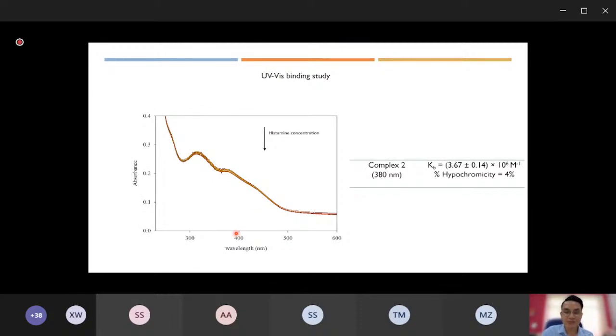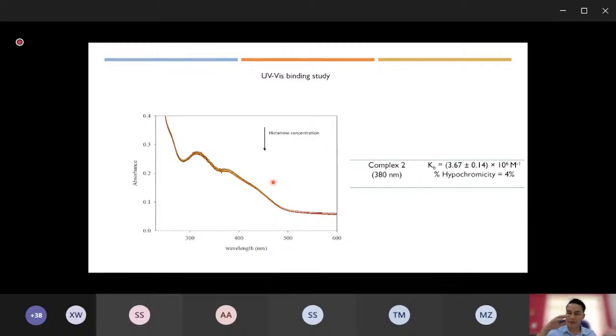use the PBS buffer. So what we do is, in the UV-visible cuvette, we just titrate 1 microliter of our target histamine, 1 microliter at a time, into the complex solution until, at the beginning the absorbance is higher, until it becomes constant. Okay, so there is a hyperchromicity of the absorbance, meaning that there's a binding event between the metal complexes and the histamine. After that, we analyze the spectra.